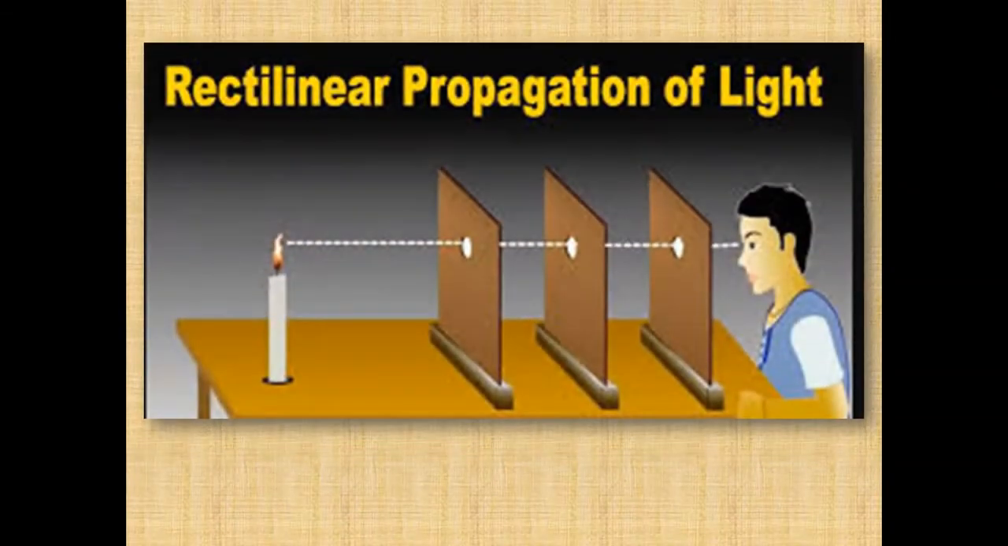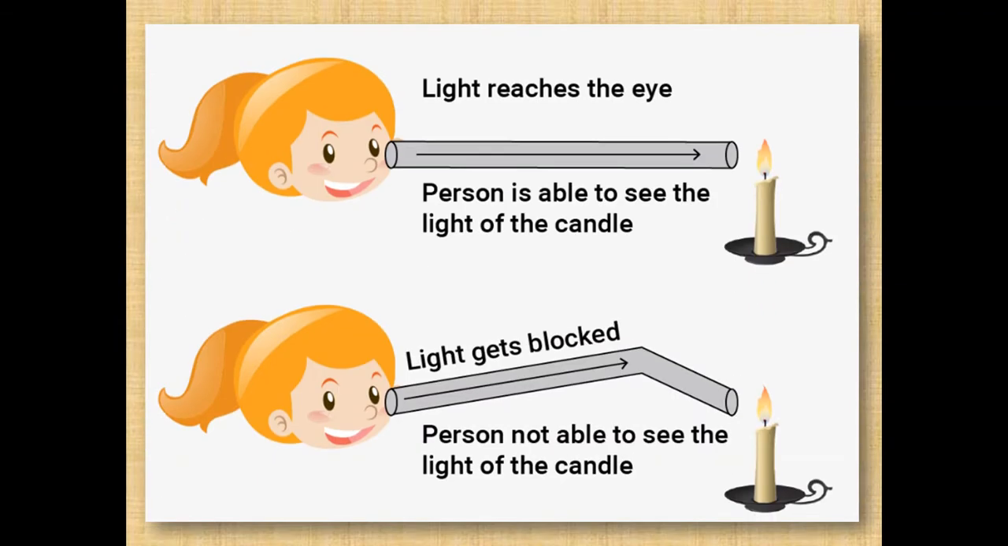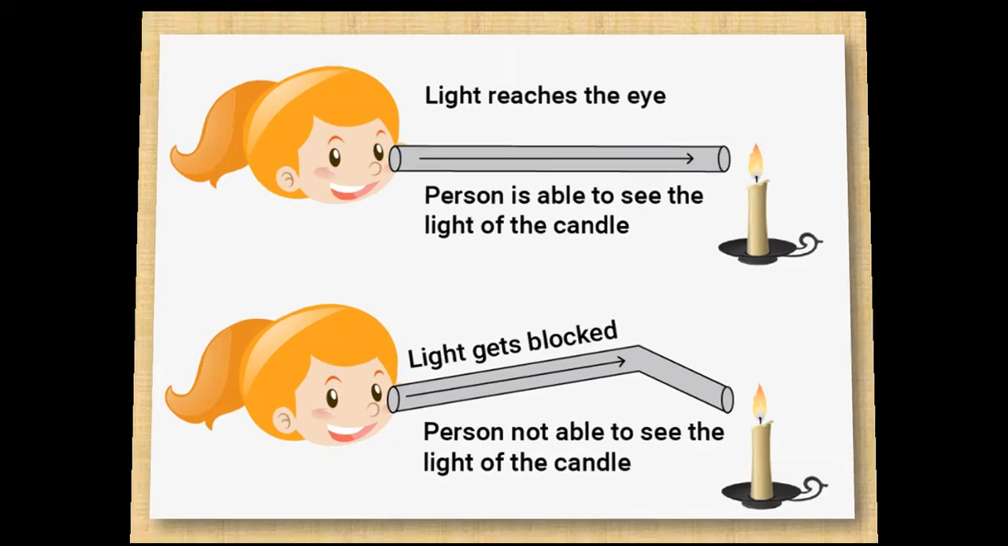How can we prove it? You can see in this diagram a person is able to see this lighted candle when he has placed the three cardboards in the same line with the holes all in the same line. But in this case, in the first case the person is able to see the light of the candle, but when the tube is blocked, then the person is not able to see the light of the candle. So it proves that light travels in a straight line.